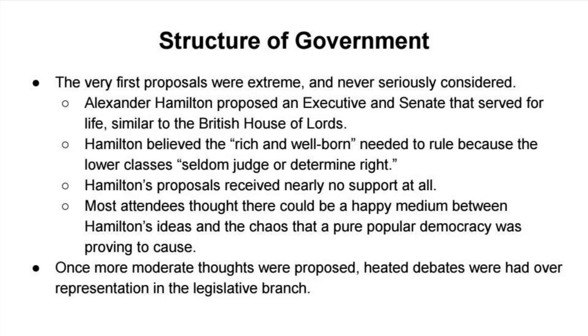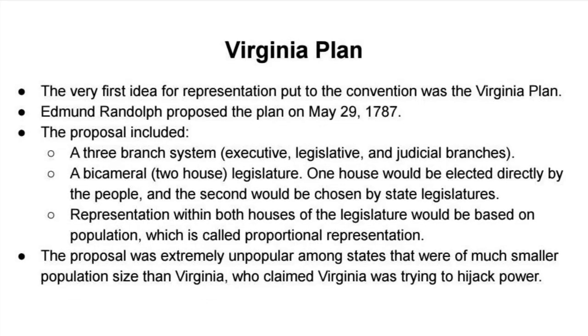Most attendees thought that there could be a happy medium between his thoughts and pure democracy thoughts amongst other members of the convention, which were also being disregarded. These moderate thoughts are proposed, and heated debates are had over them, and then they finally hash out a government that we know today. One of the first more middle-of-the-road plans that was proposed was the Virginia Plan.